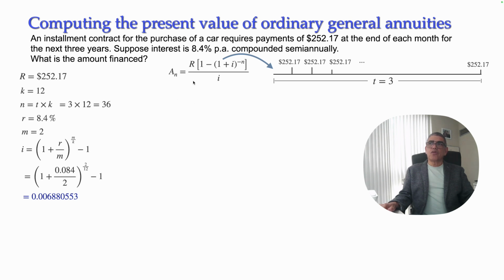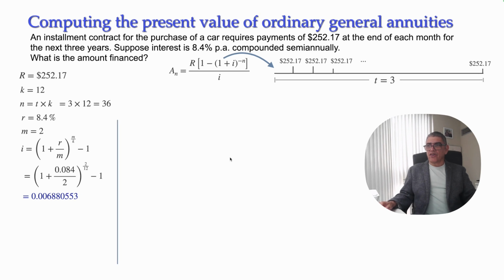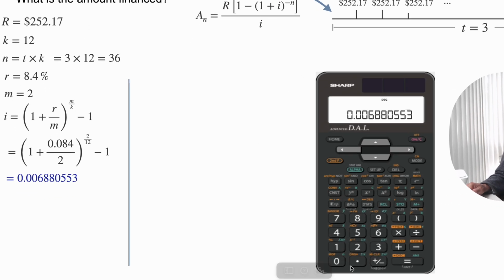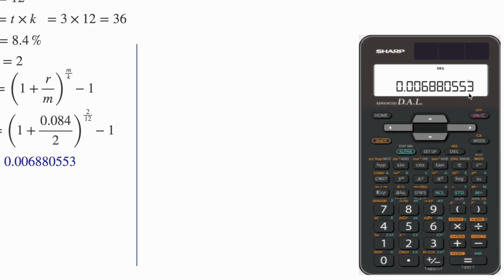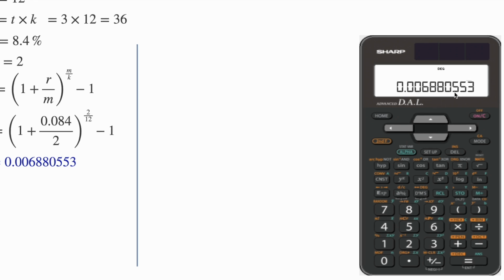So when you are solving the problem of present value of an ordinary general annuity, the first thing to do is computing the periodic rate of interest and using this formula always. So I did that in the calculator, and I put this number in the memory of the calculator. I used the Sharp 520 for doing that. So this was my calculator. I compute the value 0.0068805553, and I store this in one memory of the calculator.